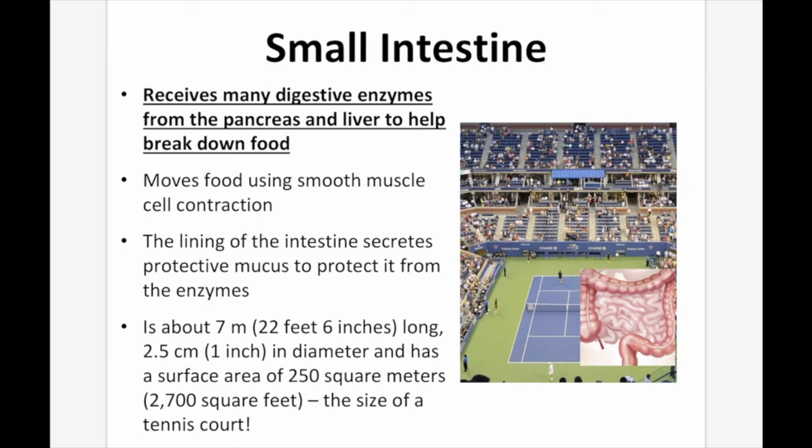The lining of the small intestine secretes a protective mucus, just like the stomach, to protect it from the enzymes. And it's about 7 meters long, which is about 22.5 feet. And it's about 2.5 centimeters, or about an inch in diameter. And has a surface area of 250 square meters, or about 2,700 square feet. And that is about the approximate size of a tennis court.